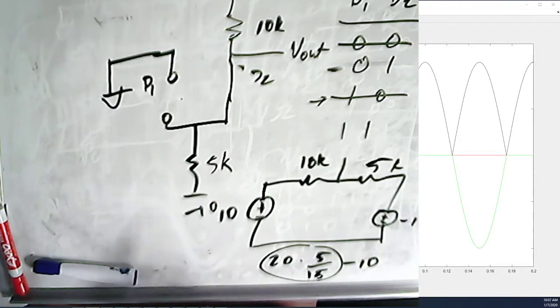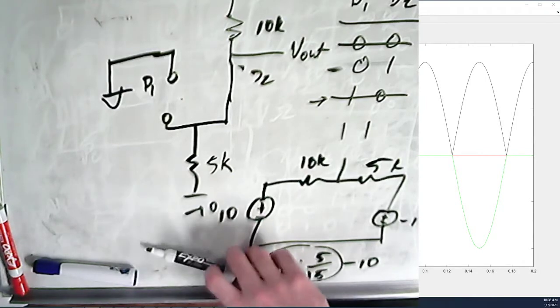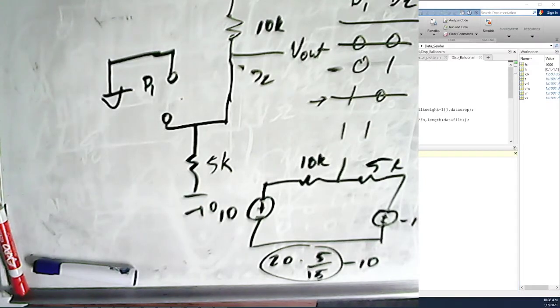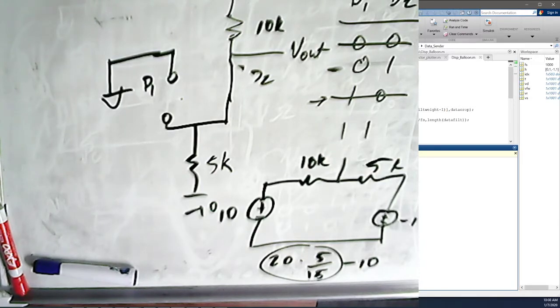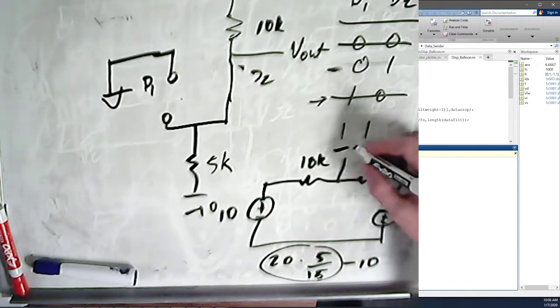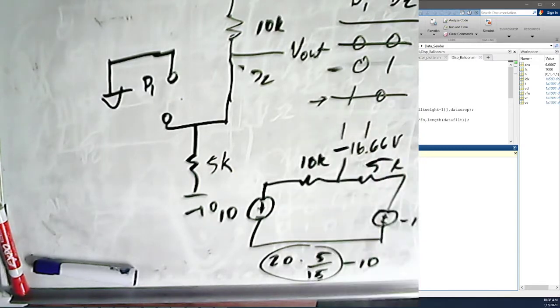20 times 5 divided by 15 is going to be, let me see, I've got to get MATLAB going, man. Okay, so 20 divided by 5. 20 times 5 divided by 15 is 6.66 volts. Minus 10 is going to give us negative 16.66 volts.